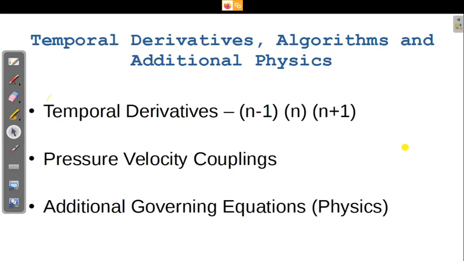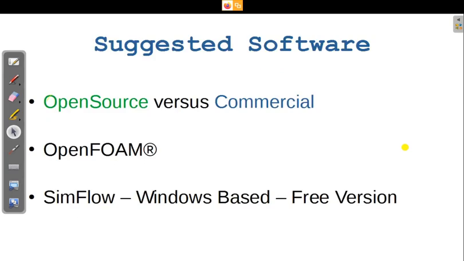And the last part is about adding additional governing equations. So this is about if you want to have new physics added, like you want to solve a combustion problem or heat transfer problem, you can add additional governing equations and learn about the physics, and then you'll be able to solve that using CFD.